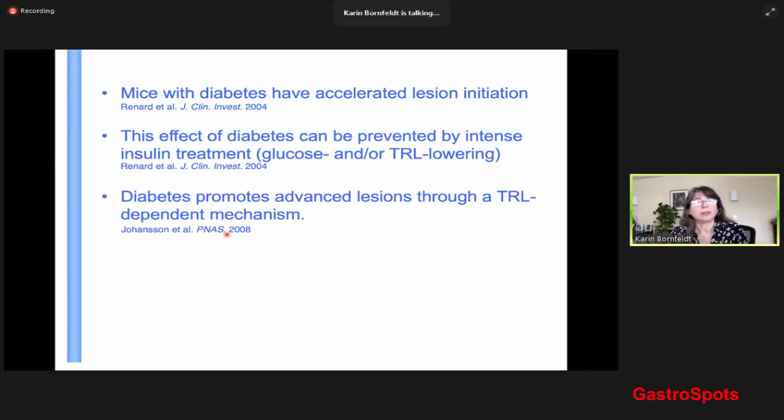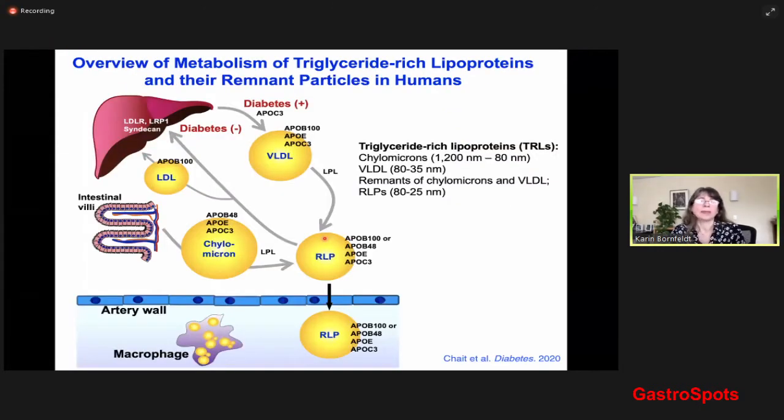So what we have learned from this model so far is that mice with diabetes have an accelerated lesion initiation. This effect of diabetes can be prevented by an intense insulin treatment, which could be due to either glucose or TRL lowering. And that diabetes also promotes advanced lesions through a triglyceride or TRL dependent mechanism. So what are these TRLs?